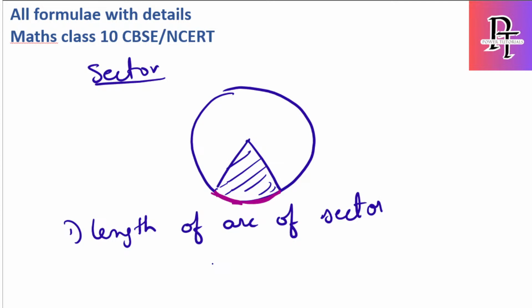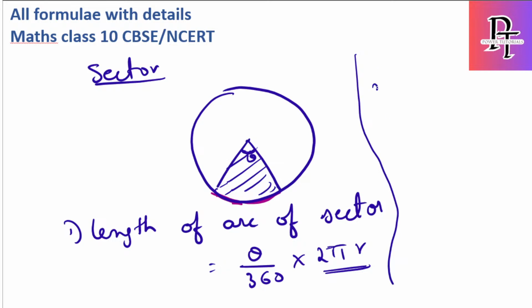The length of the arc of a sector formula is theta by 360 into 2 pi r. I'll tell you how to remember it as well. 2 pi r is the total circumference of the circle. Why theta by 360? The total angle of a circle is 360, so the portion having angle theta is the sector. So simply theta by 360 into the total circumference, which is 2 pi r. This is the first formula. I will write the other two formulas here itself. Second, perimeter of the sector.